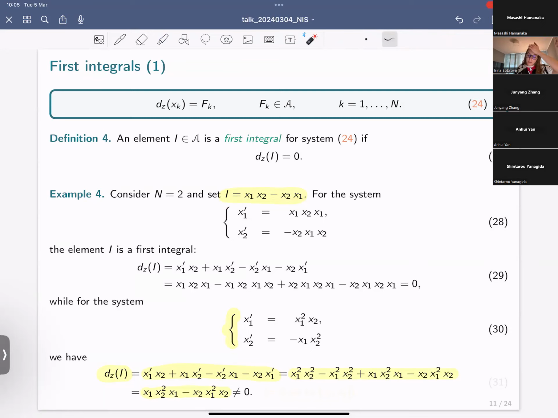But we have one more observation, and this observation is the following. This expression is not equal to 0 in this direct way, but it is equal to 0 up to the commutator of these two elements x1 and x2. And under this condition, this element is just 0. This observation is useful and motivating to introduce another type of first integrals.